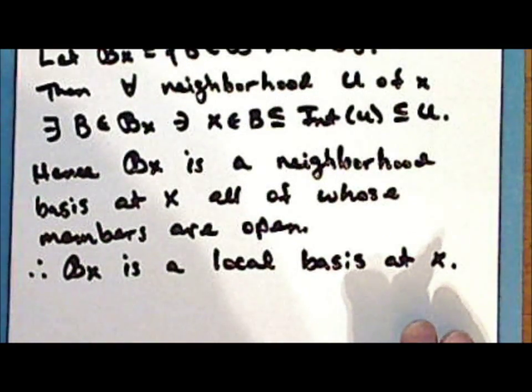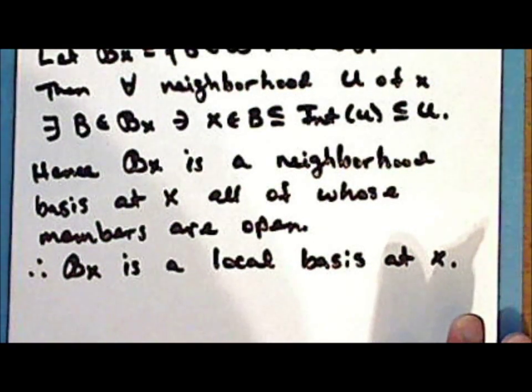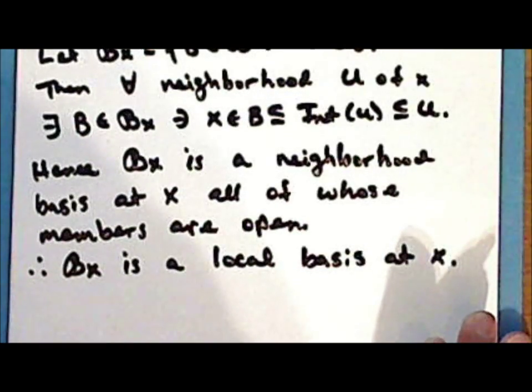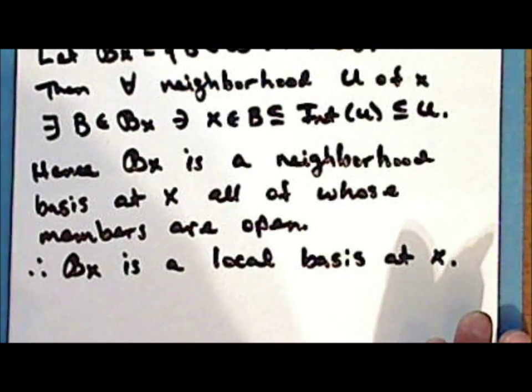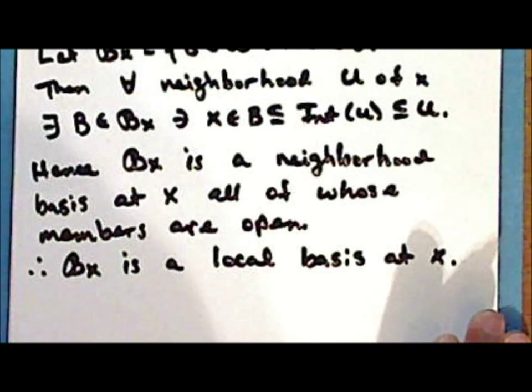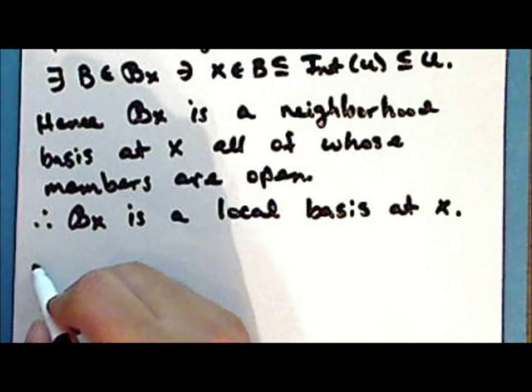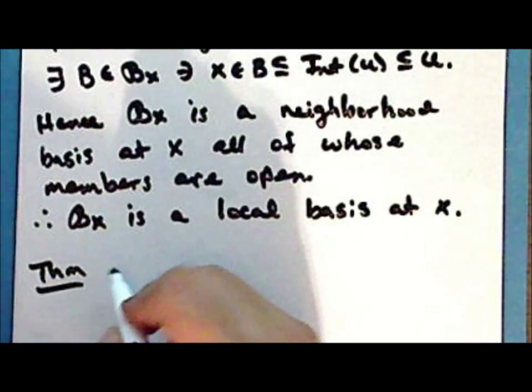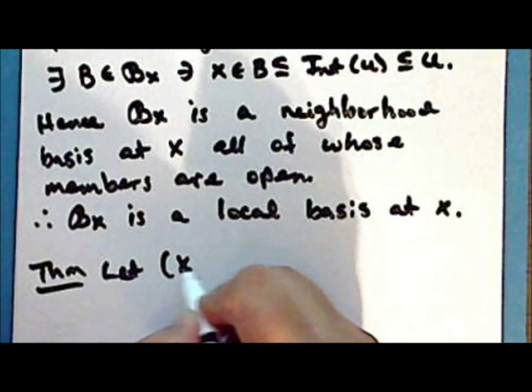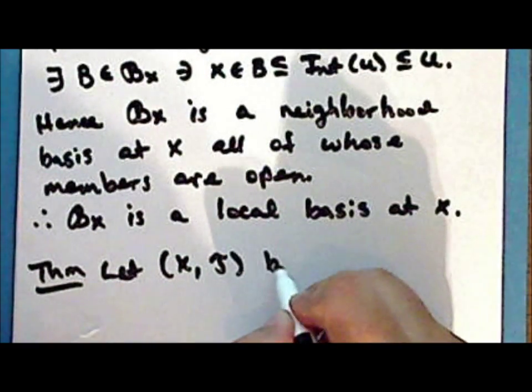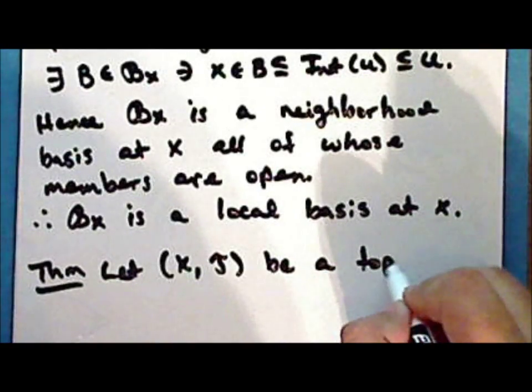So, given a basis, we can construct a local basis at any point in the space. We can also do the opposite, that is, given local bases for every point in the space, we can construct a basis for the space, and we'll state this as a theorem. So let X together with some topology tau be a topological space.